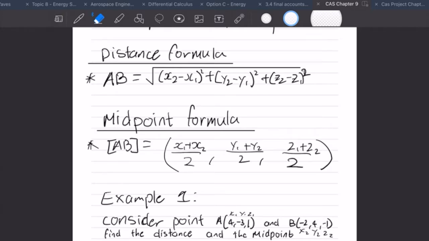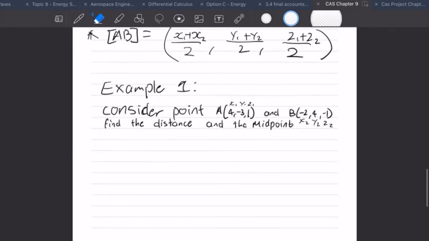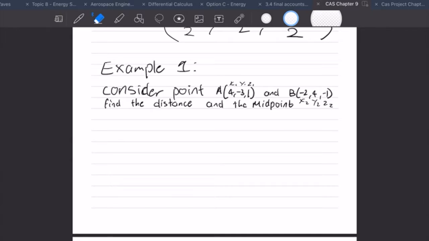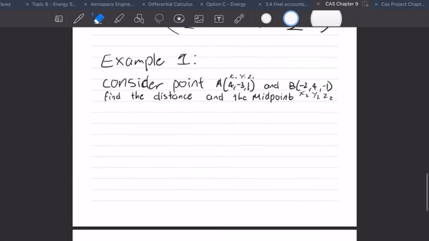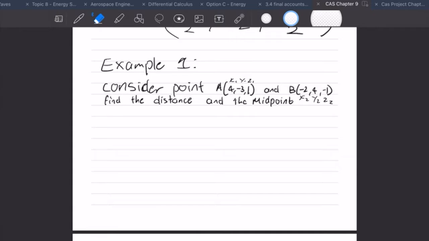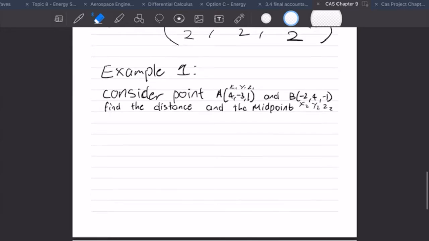So now we'll look at an example. This is the only example of the chapter, because it covers everything we need to know. Consider point A, which is (4, -3, 1), and B, (-2, 4, -1), and find the distance and midpoint. You can see I've labeled x2, y2, and z2, and x1, y1, and z1, so it'll be easy to use the formulas.